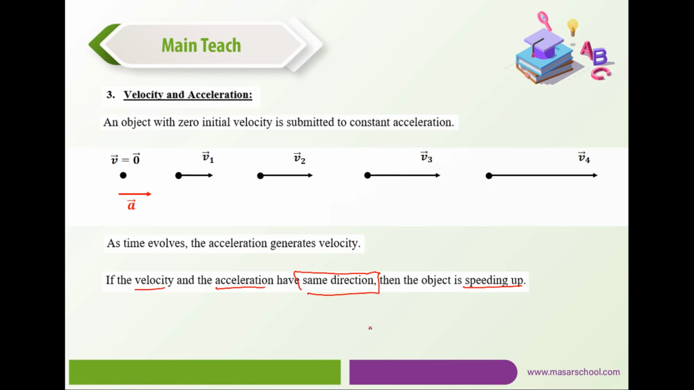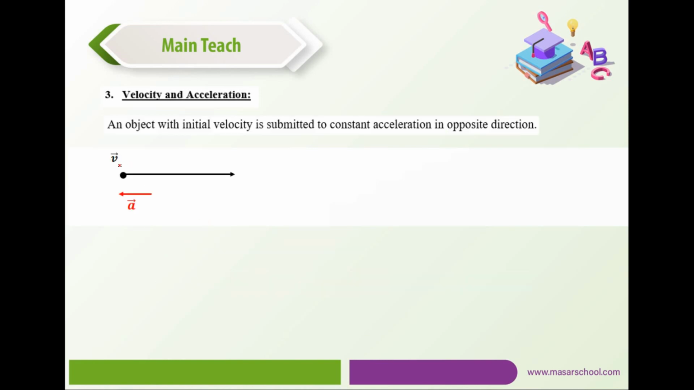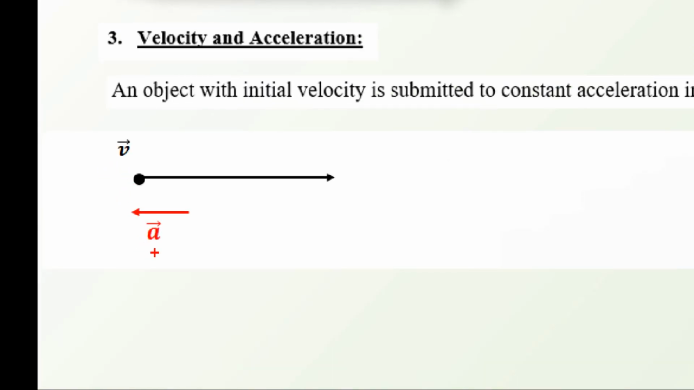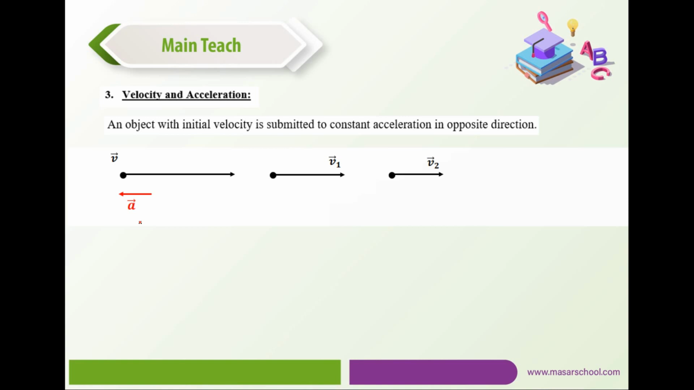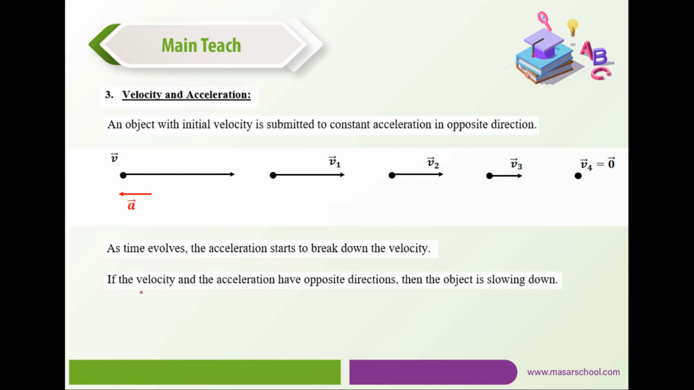Okay. Now let's consider an alternative example where the object is starting with an initial velocity given by this vector. However, now we have turned on an acceleration, but it is in the opposite direction. So what we're going to see is that this acceleration vector will start to break down the velocity vector until the object momentarily becomes at rest at point 4. So we say that as time evolves, the acceleration starts to break down the velocity. An important thing to note here is that if the velocity and the acceleration have opposite directions, then the object is slowing down.